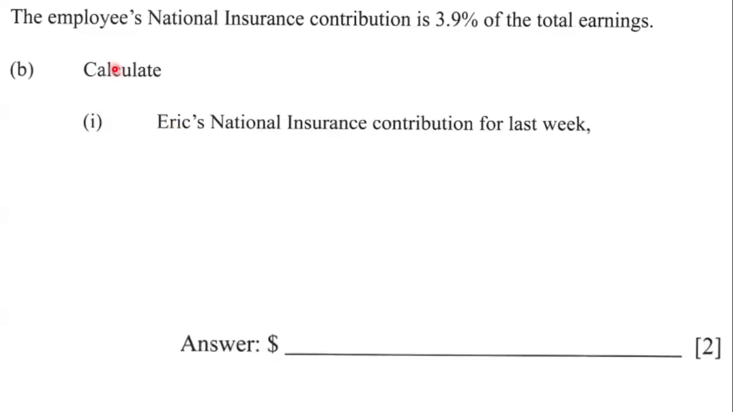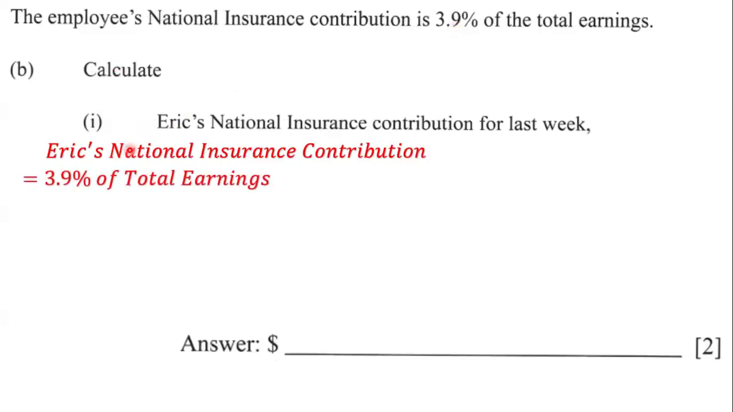Next, the question asks the following. It says the employee's national insurance contribution is 3.9% of the total earnings. Calculate Eric's national insurance contribution for last week. And so in order for us to determine his national insurance contribution for last week, what we have to do is we have to determine 3.9% of the total earnings. Now, when we say of, we mean to multiply. So 3.9% of his total earnings.